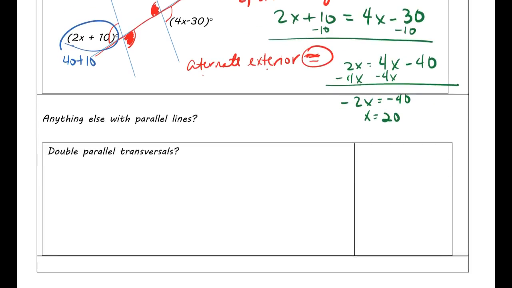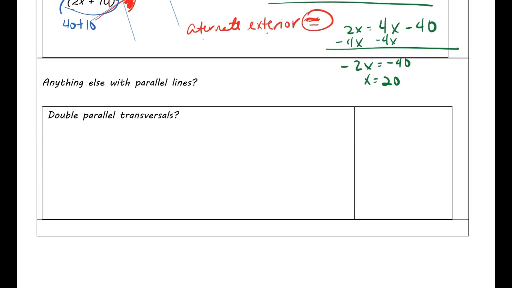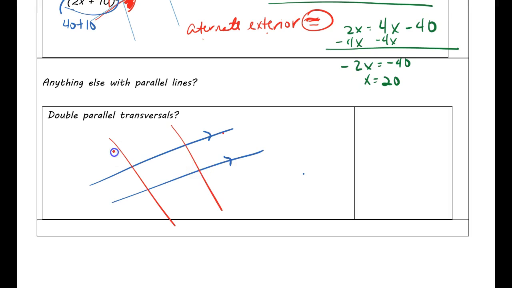Well, we're going to do a double parallel transversal and then try to solve another algebra expression. So here's what this might look like. I've labeled one set of parallel lines like so, and then maybe there's another set of parallel lines. And so we have double parallel transversals. You could view this as a transversal or as part of the parallel lines, and the same can be said about any of the other 3 lines.